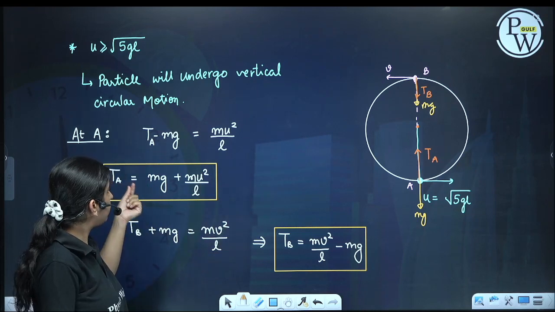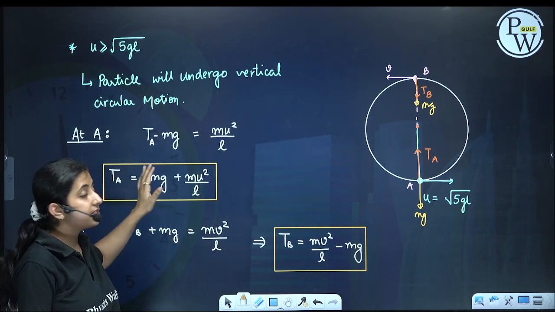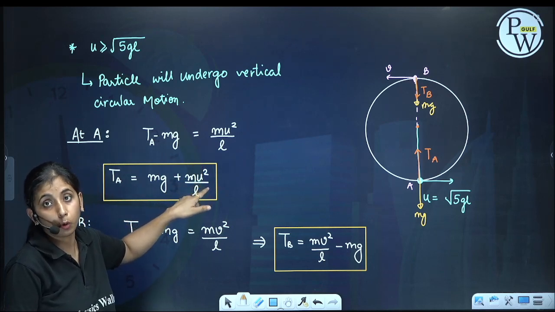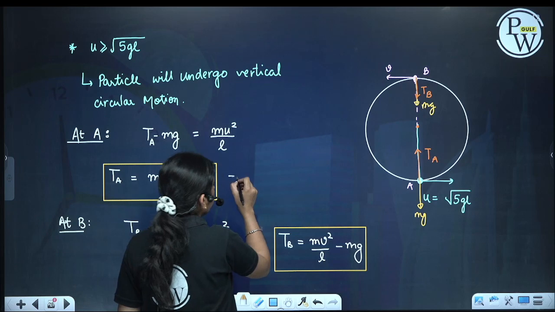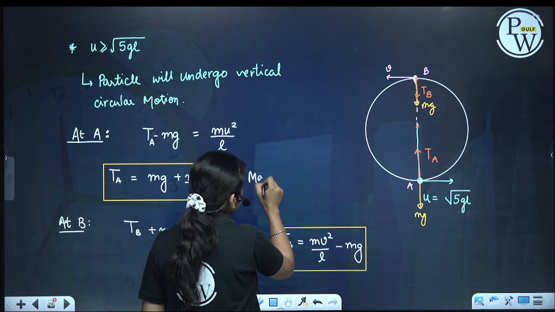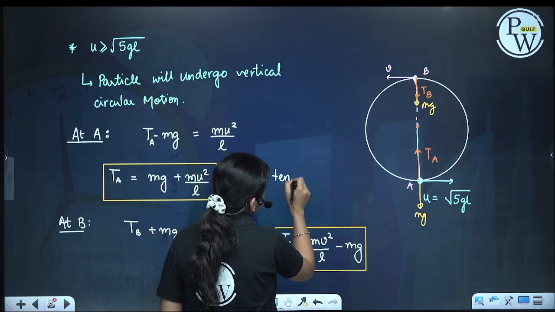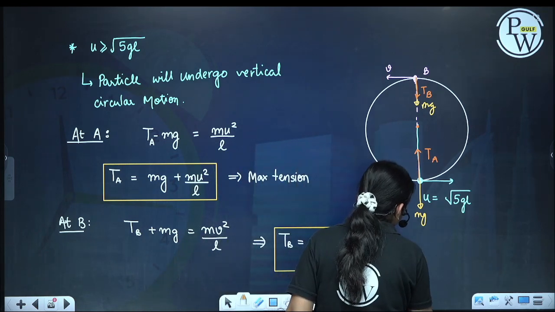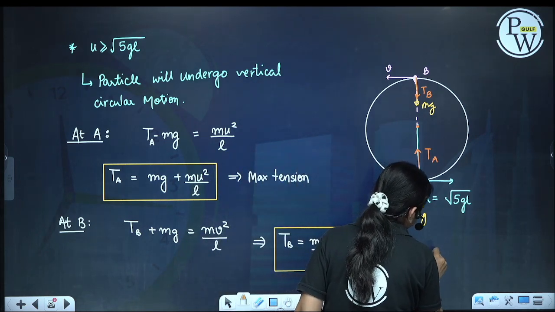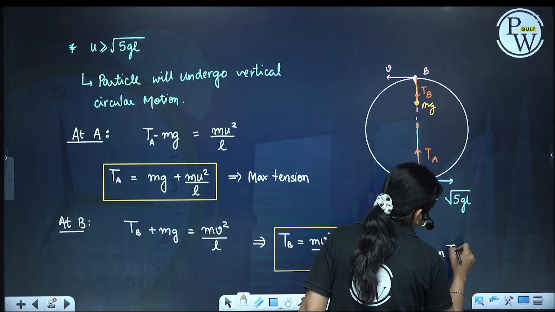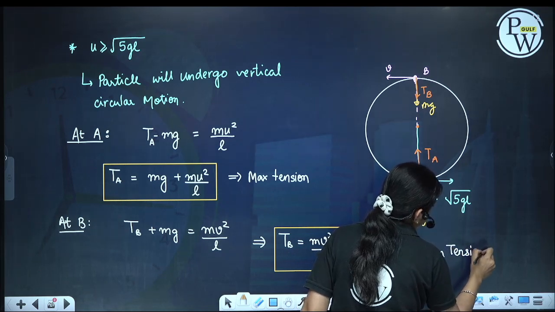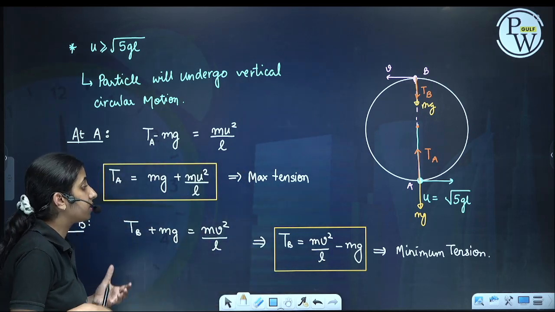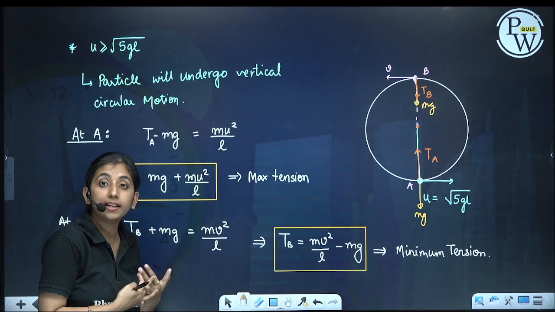Now you can clearly see that tension at A is mg plus the centripetal force. Also, speed will be maximum at the bottommost point, so this will be maximum tension. Tension will be maximum at A and minimum at B, because it is mv square by L minus mg.